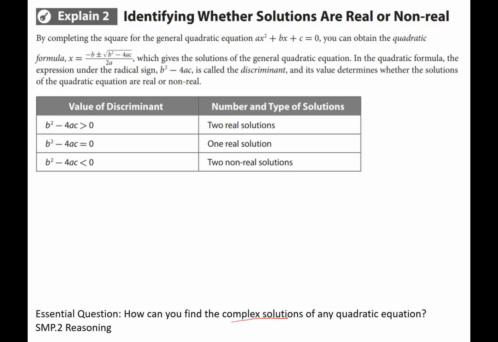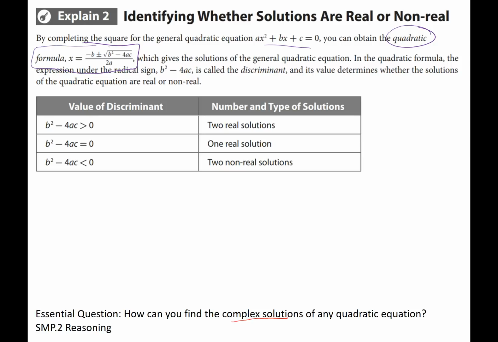All right, so by completing the square for the general quadratic equation, so if we actually went through and completed the square on this, we would obtain the quadratic formula. So this right here, you might want to circle, bold, underline something. That's your quadratic formula, which gives the solutions of the general quadratic equation.